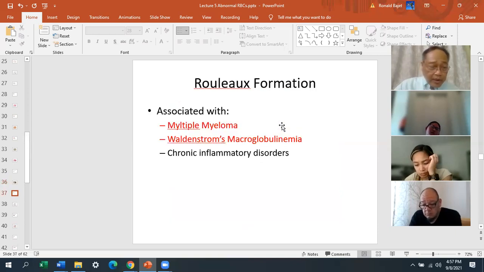Okay, the next one is Rouleaux formation, or just regular Rouleaux. It's seen in high protein conditions, multiple myeloma and Waldenstrom's macroglobulinemia. Another one is chronic inflammatory disorders. Those two main ones, multiple myeloma and Waldenstrom's, are conditions where you have a high protein content. So if you spin down the blood and you have a high MCHC, Rouleaux fails, and you spin down your blood and it's clear, you'll have to suspect that it's probably due to a high protein content. Then you'll do a saline replacement. Okay, and then your MCHC will come down and your Rouleaux will pass.